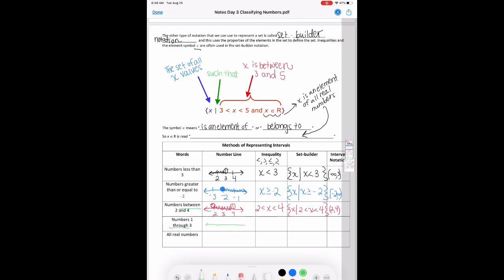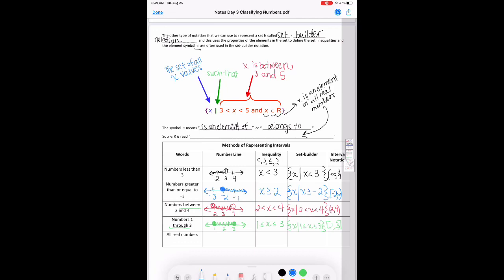So on the number line, 1 through 3, I'm going to add a third number. We're going to have closed dots. Then it's going to look very similar to the last example, except now make sure you write your "or equal to"s. That means these numbers get brackets around them.